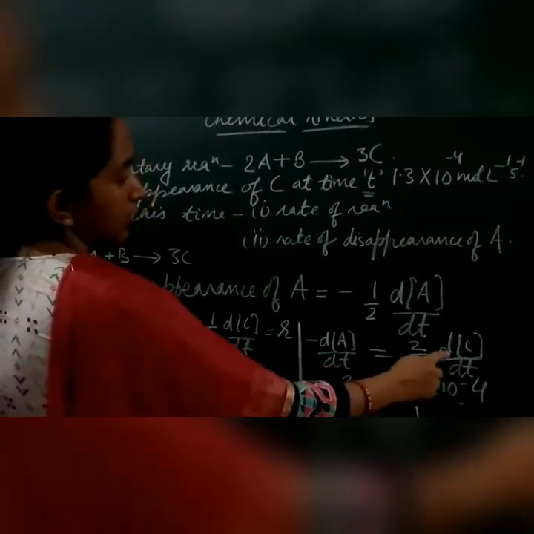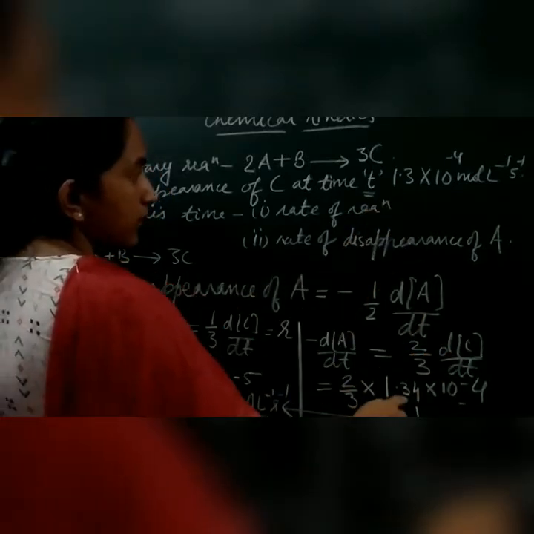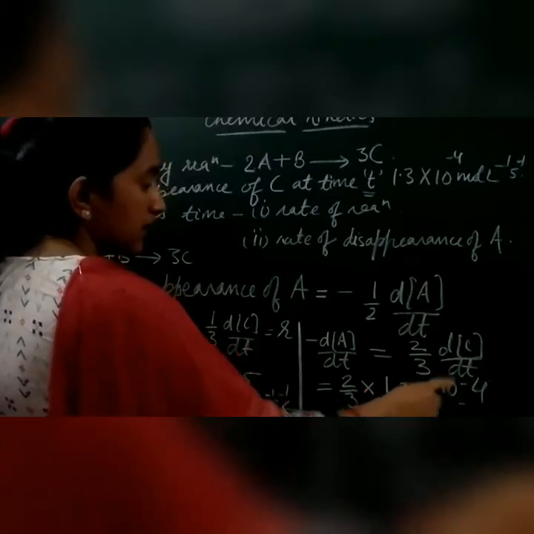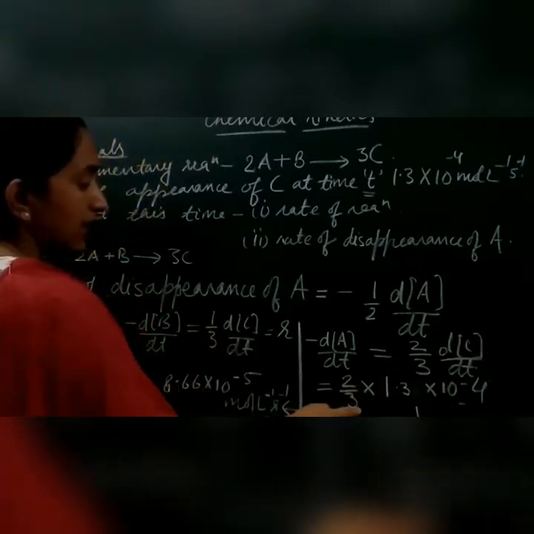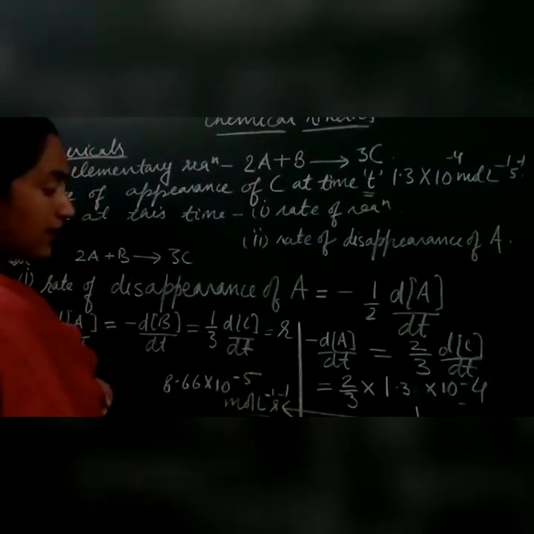Now just put the value of the rate of the appearance of C here, which is given in the numerical, 1.3 into 10 to the power minus 4 mole per liter per second. And students, when you calculate it out, you will get 8.66 into 10 to the power minus 5 mole per liter per second. Right, students?